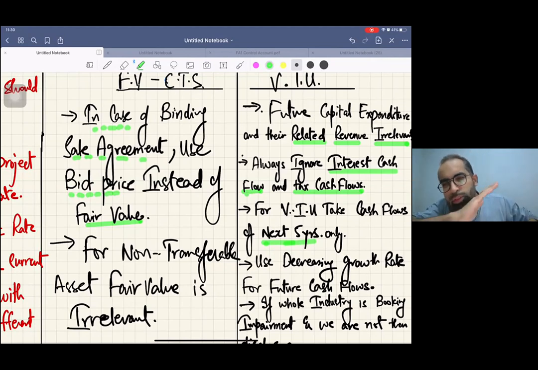If you are certain that your cash flows are fixed for the whole life, for the next 20 years, or you have certain cash flows, then you can use more than 5 years as well. Yes, then you can use. But for that, you have to give disclosure that your cash flows are very reliable. Your cash flows are totally reliable.